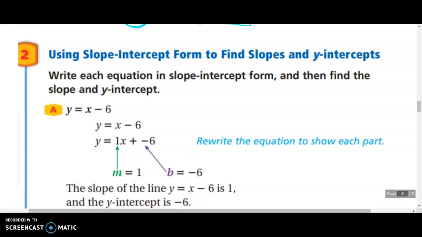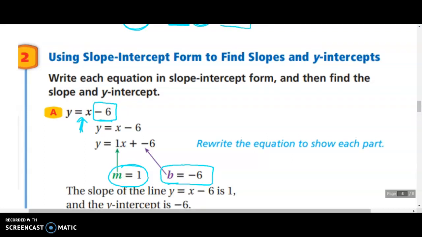Okay, so here we have y equals x minus 6. Now, they started us off with a tough one, but we're looking for slope, the coefficient of x. Don't put 0, because what is the coefficient of x? Here, it's 1. So your slope is 1, and what is your constant? It's negative 6, so your y-intercept is negative 6. So you'd write m equals 1, b equals negative 6.